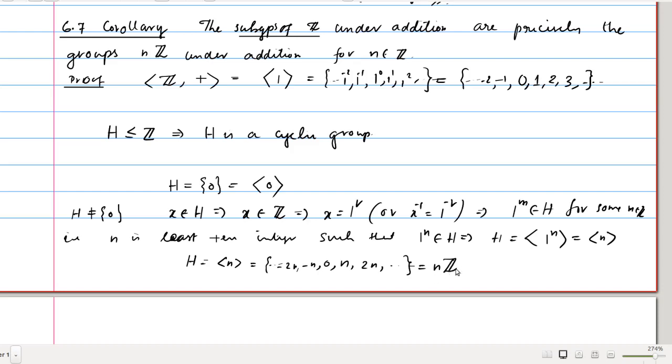nZ means the set of all multiples of n. So that forms the subgroup H. That means any non-trivial subgroup H takes the form nZ. The trivial subgroup is again cyclic, that is generated by 0. Okay, so this is the corollary 6.7. In the next class we will discuss some classification of cyclic groups, that means the structure of cyclic groups, and some interesting subgroups of finite cyclic groups.